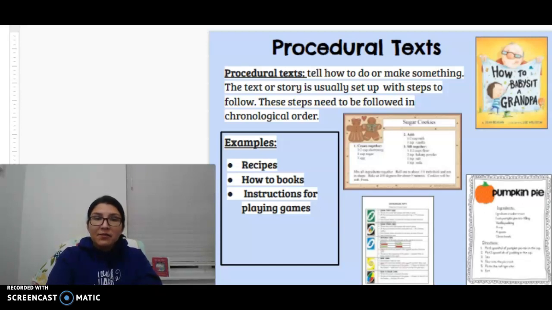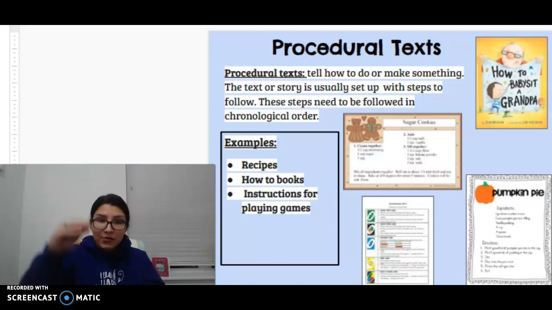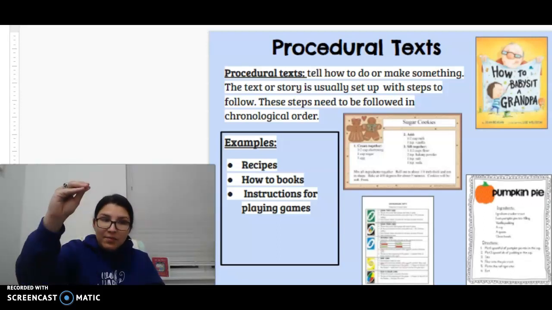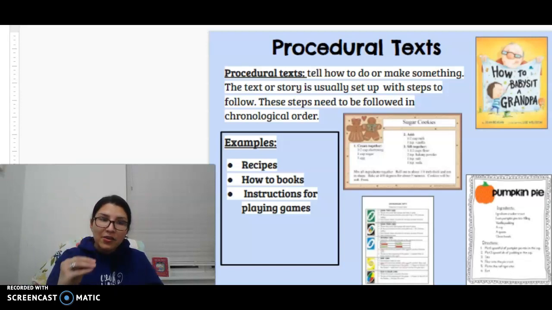These steps need to be followed in chronological order. Say that word with me, chronological order. Remember, chronological order is you're doing something in order, right? So the first step, then you go to the second step, then the third step, then the fourth step. You don't go out of order, you stay in order, okay?